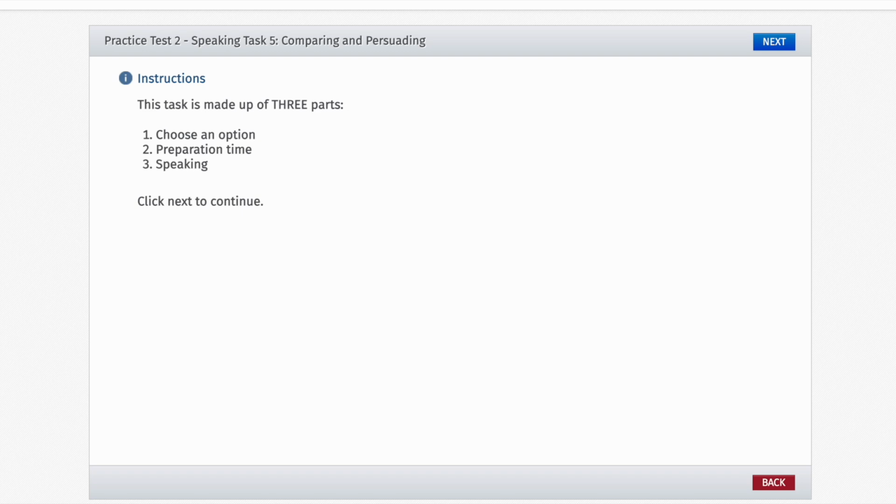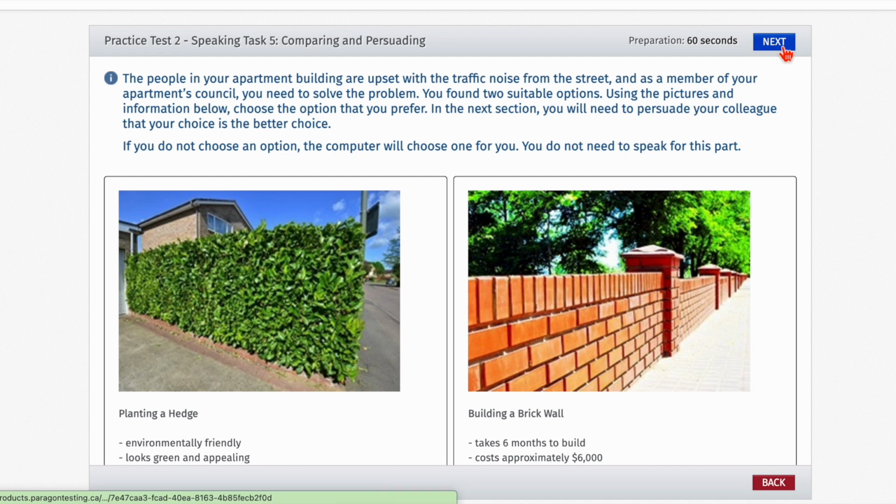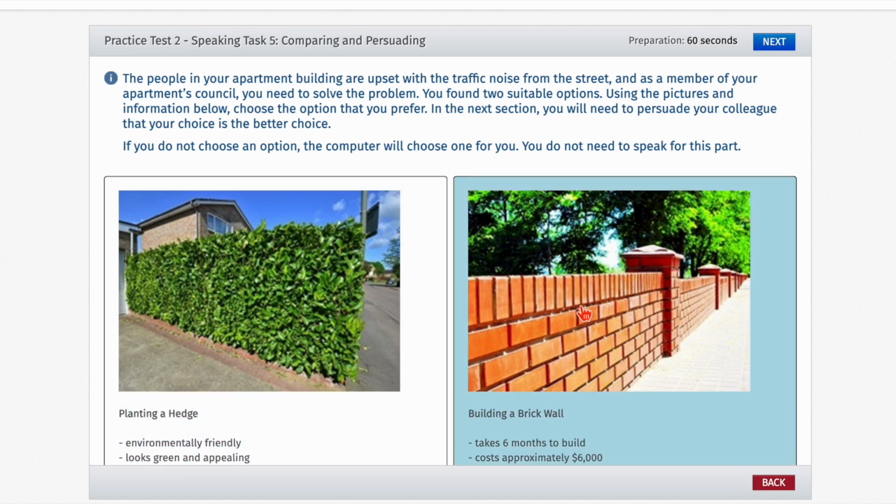So, in the real exam, first you have 3 parts. First, you choose an option, then you have preparation time, and then you have the speaking time. So what does that mean? So here we have our question. The people in your apartment building are upset with the traffic noise from the street, and as a member of your apartment's council, you need to solve the problem. You find 2 suitable options. Using the pictures and information below, choose the option that you prefer, this option or that option. In the next section, you will need to persuade your colleague that your choice is the better choice.